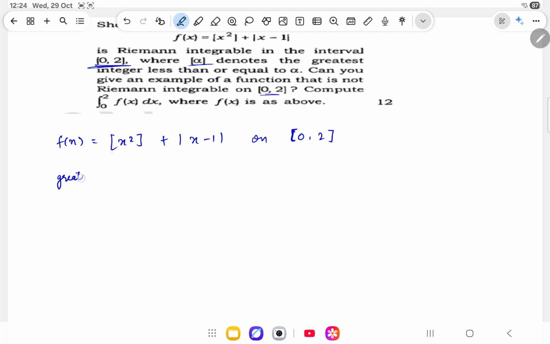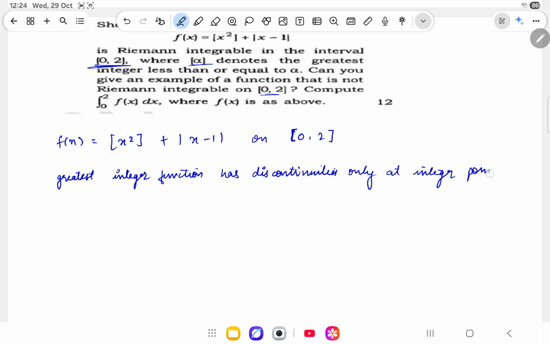So the greatest integer function has discontinuities only at integer points, and the integer points in this interval 0 to 2 are finite. So f(x) has discontinuities at a finite number of points only.